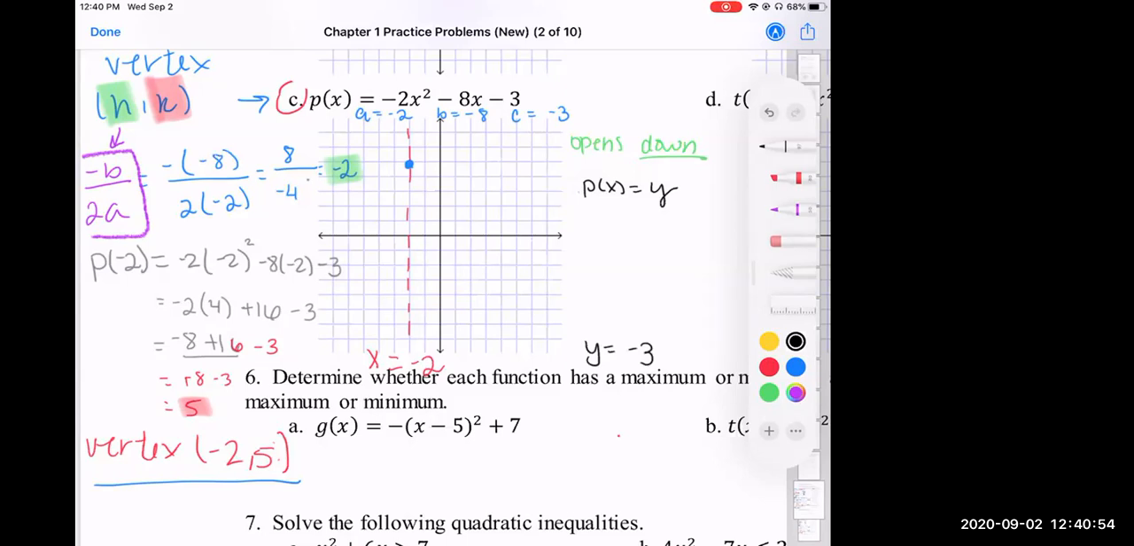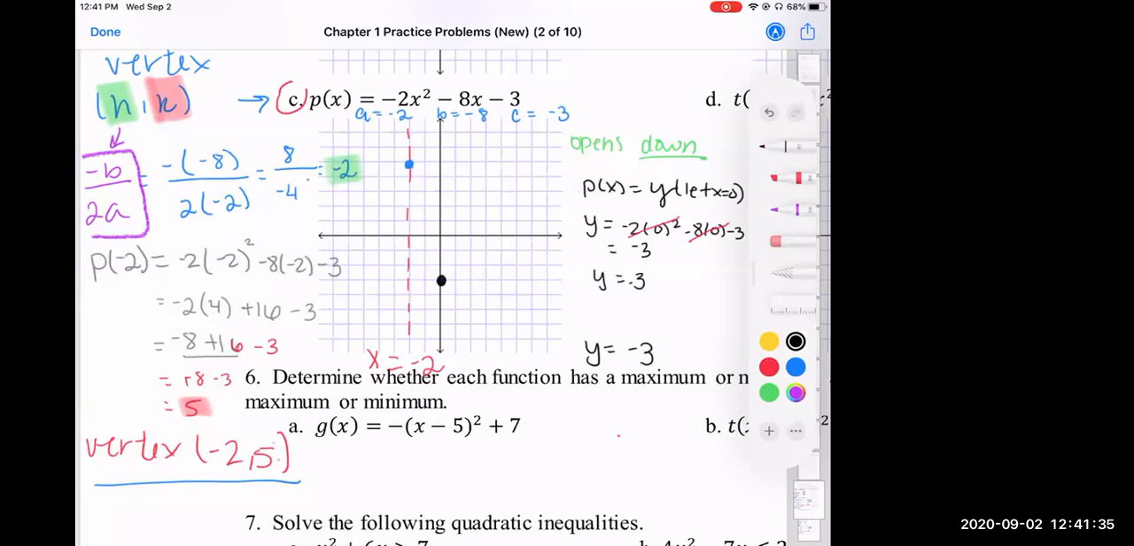Let's do the work for it in case you're like, hey, where did that come from? This means let x equal 0 if we're going to find our y-intercept. So y, or our function notation, is equal to negative 2 times 0 squared minus 8 times 0 minus 3. Well, that's being multiplied by 0, so that's gone. That's being multiplied by 0, so that's gone. And we're just left with negative 3. So I have y equals negative 3. Cool. All right, so let's plot it.